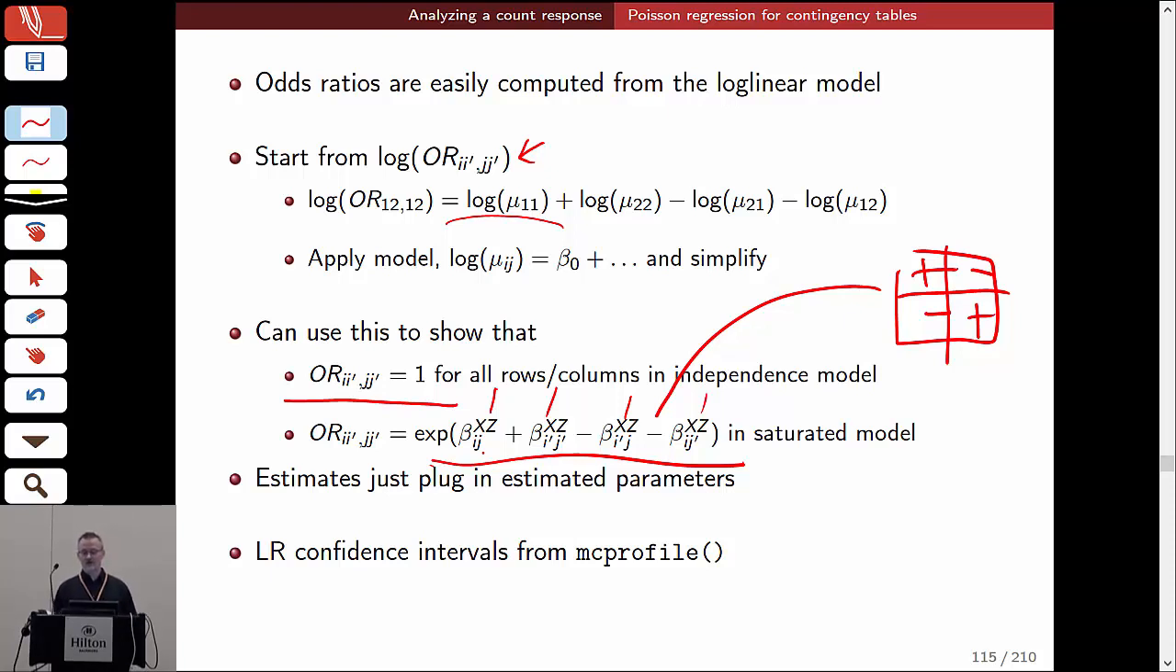To get the estimated version, you just plug in the parameter estimates, and then because we're working in a GLM function with estimated parameters, you can get likelihood confidence intervals for combinations of those parameters using the MC profile function.